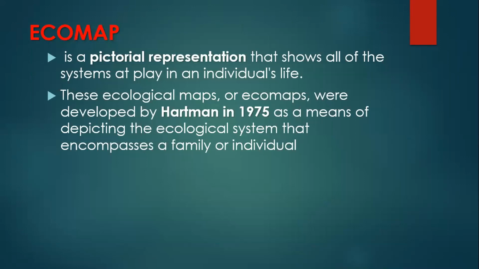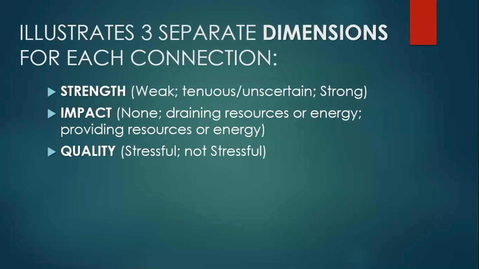Next is the eco map. Okay. An eco map is a pictorial representation that shows all of the systems at play in an individual's life. These ecological maps, or eco maps, were developed by Hartman in 1975 as a means of depicting the ecological system that encompasses a family or an individual. It illustrates three separate dimensions for each connection: strength, impact, and quality.